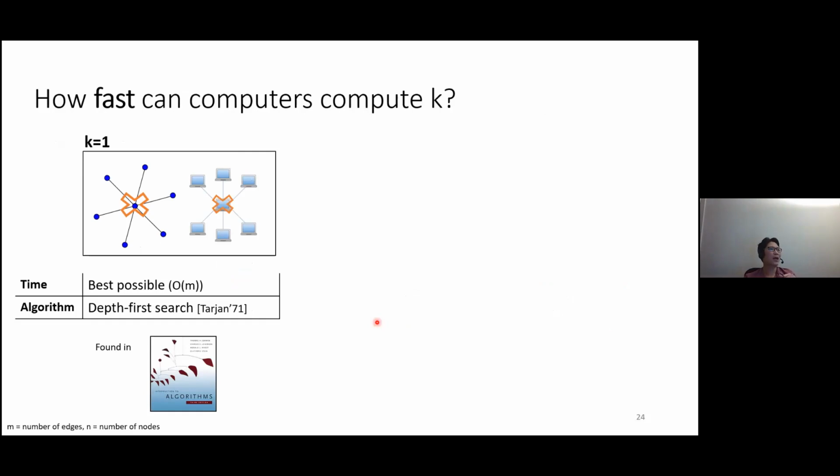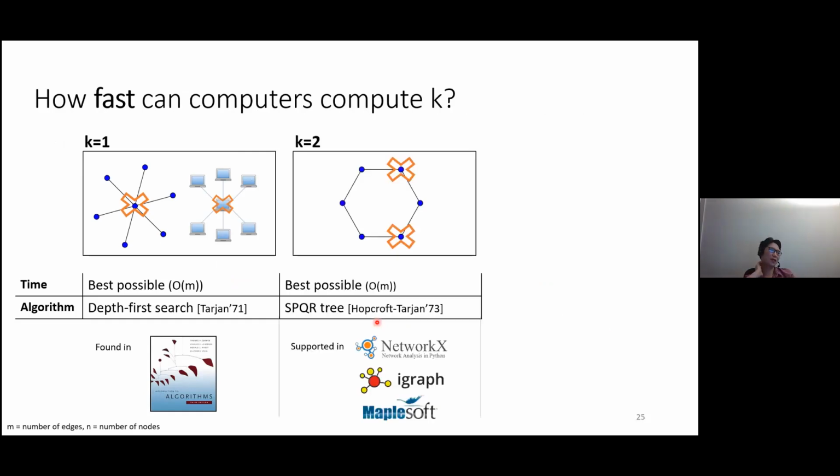Now for k equals 2, it took just a few years later. Again, you can solve the problem with the best possible running time, which is linear, or m, where m is the number of edges in the graph. This is due to a technique called SPQR trees. It took now two Turing Award winners, Hopcroft and Tarjan, to figure this out. This is a bit more complicated. I'm not sure you could find this in textbooks, but you can find it supported in graph libraries.